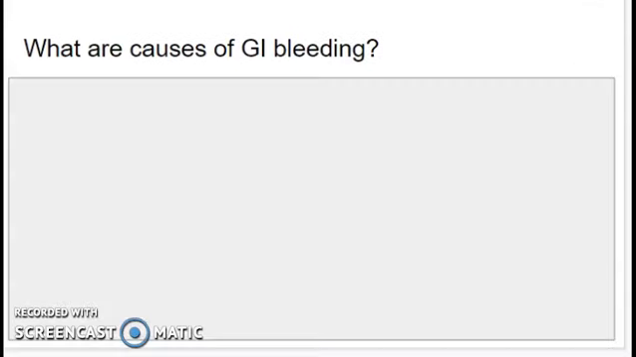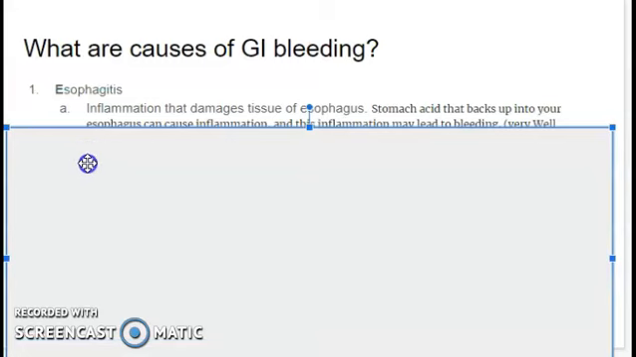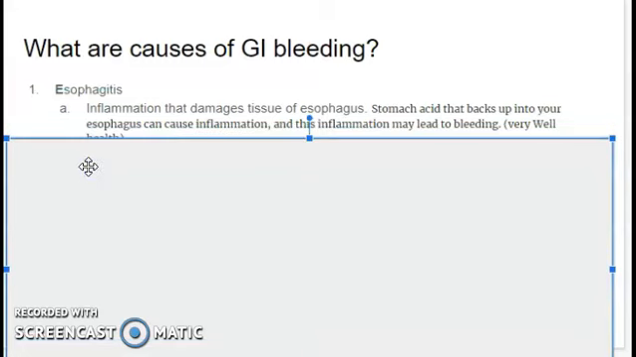Now let's continue. Like I said, the GIT, B, L, and E, and the E will always be esophagitis. Esophagitis can essentially cause inflammation in the esophagus, and then stomach acid starts to back up in the esophagus, which may lead to bleeding.